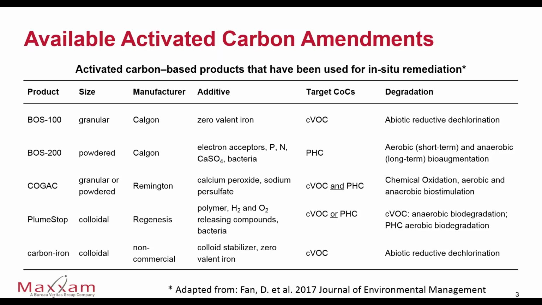So just to see where these colloidal carbons fit in the larger sphere of carbon-based products for remediation, of course, there's the Calgon products, the BOSS 100, BOSS 200, granular and powdered. Of course, they can be used with different additives, zero-valent iron, electron acceptors, or bacteria for bioremediation. And then, of course, different contaminants of concern, whether that's the VOCs with the granular product or the petroleum hydrocarbons with the powdered product, anaerobic or aerobic bioaugmentation.